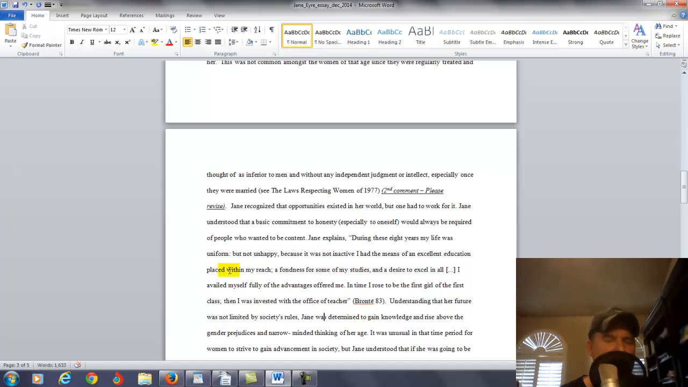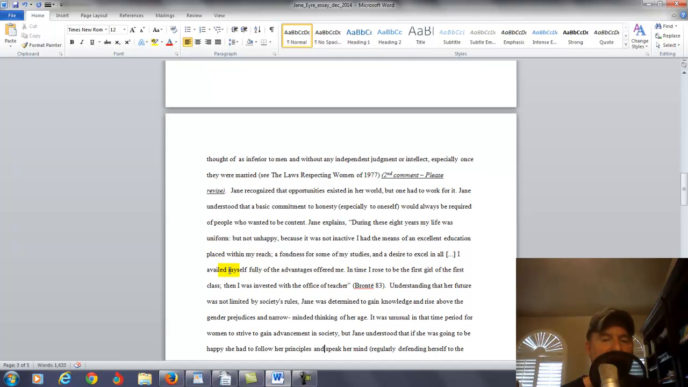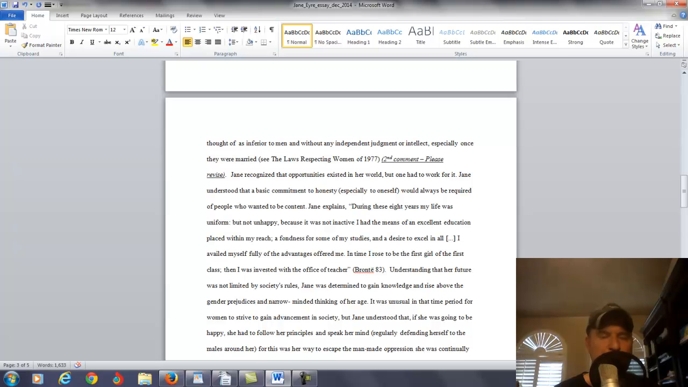You see, understanding that her future was not limited by society's rules, Jane was determined to gain knowledge and rise above the gender prejudices and narrow-minded thinking of her age. It was unusual in that time period for women to strive to gain advancement in society, but Jane understood that she was going to be happy. She had to follow her principles and speak her mind.